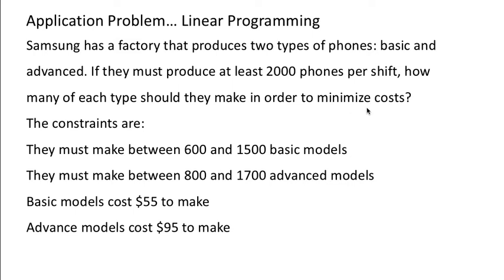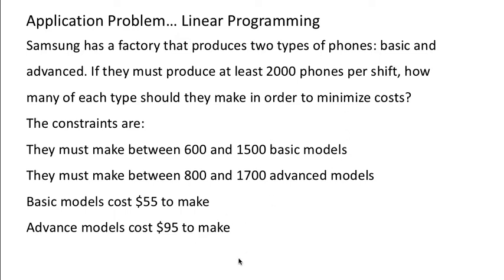Well, we can't work that out without knowing the constraints. They have to make between 600 and 1,500 basic models. They have to make between 800 and 1,700 advanced, because they've got other factories that make them as well. They have sales targets they need to make. So these are the constraints. What do they cost? It costs $55 to make a basic and $95 to make an advanced.